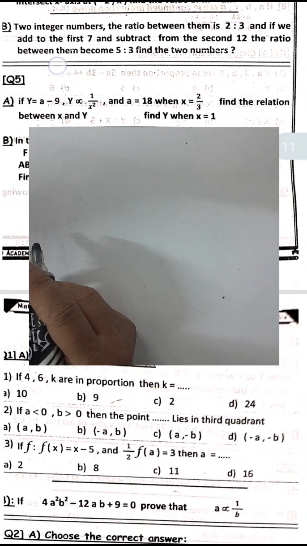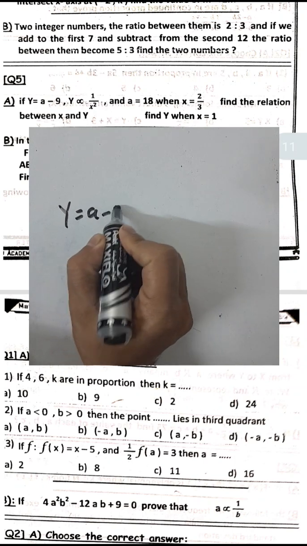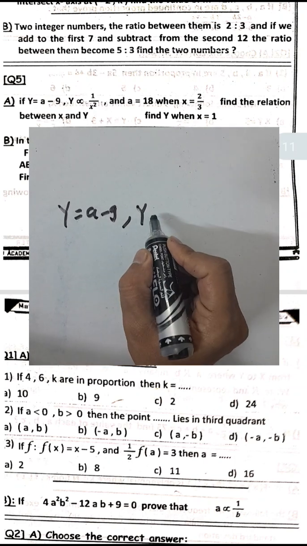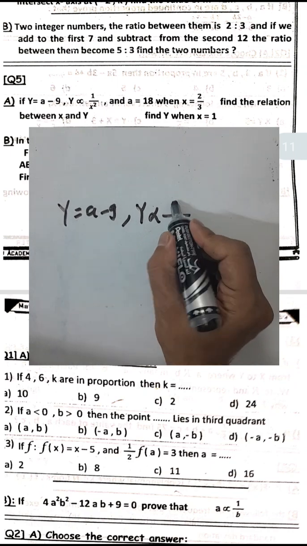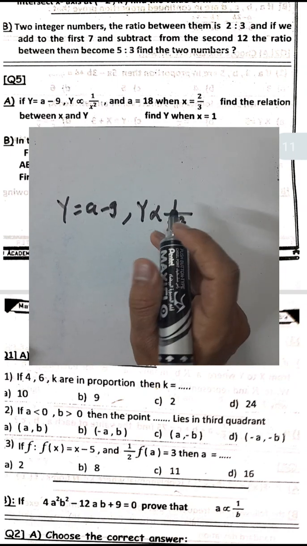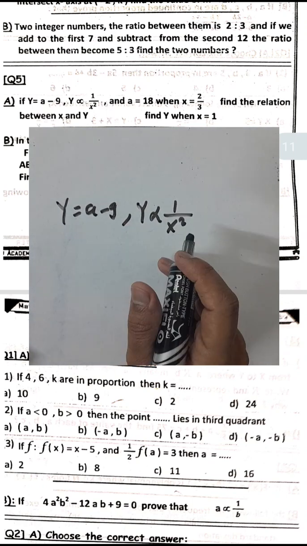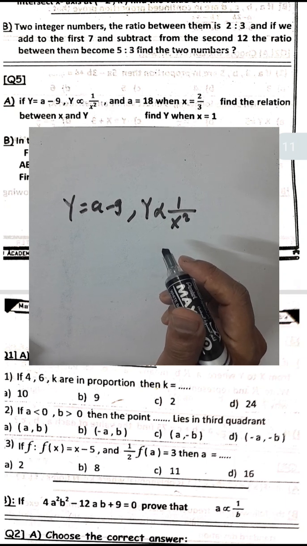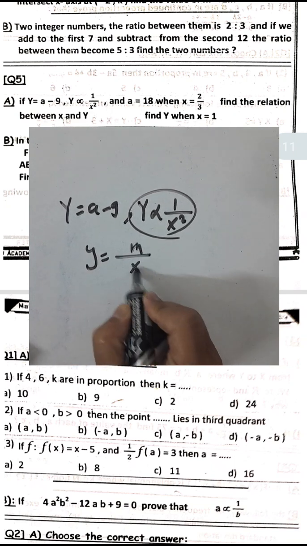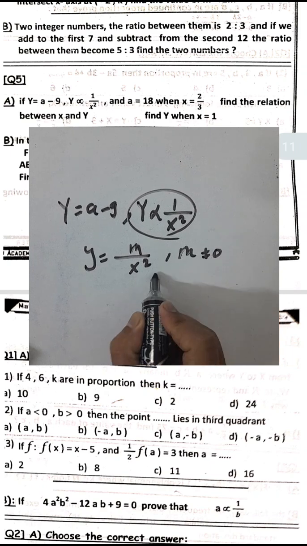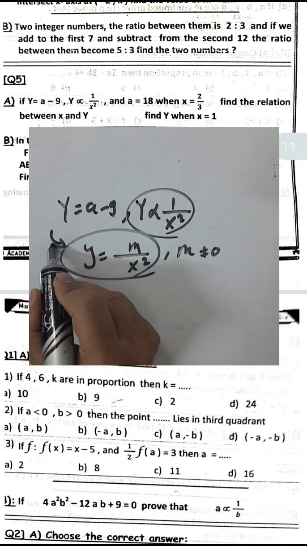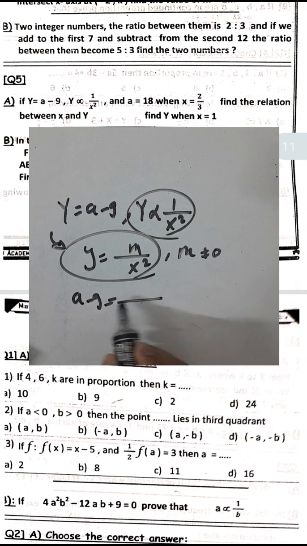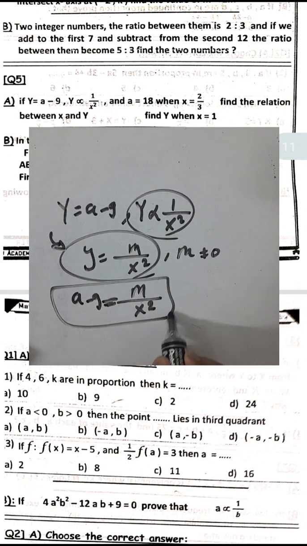Question number 5. If y equals a minus 9, and y has an inverse relation with x squared, we have an inverse relation here, and a equals 18 when x equals 2 over 3. Then about this relation, we can put y equals m over x power 2, where m is the constant, not equal to 0. And then put y in this relation: a minus 9 will be m over x power 2.